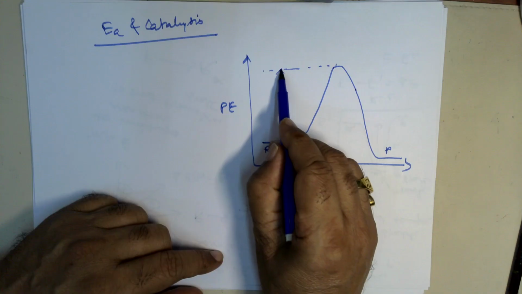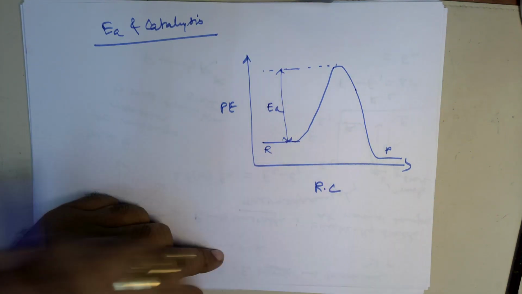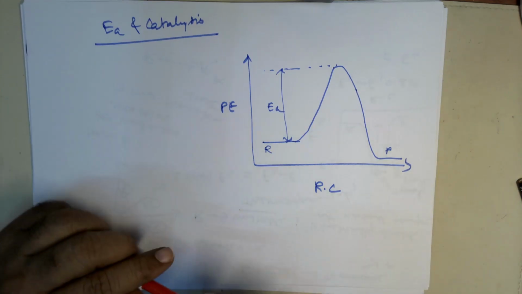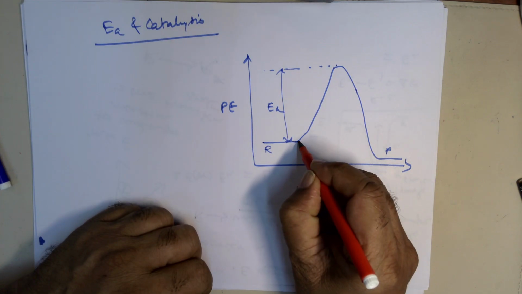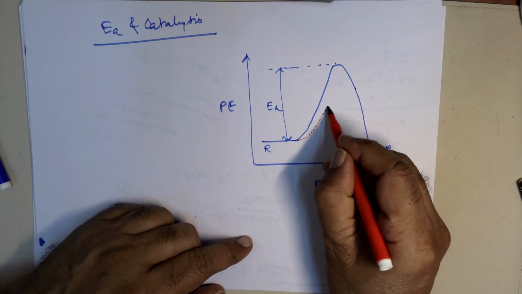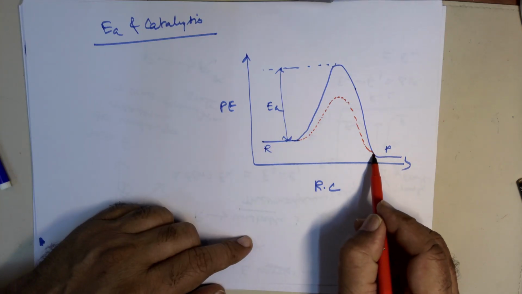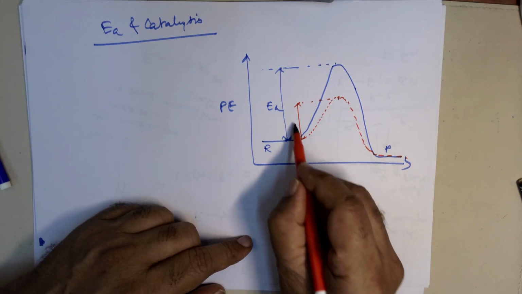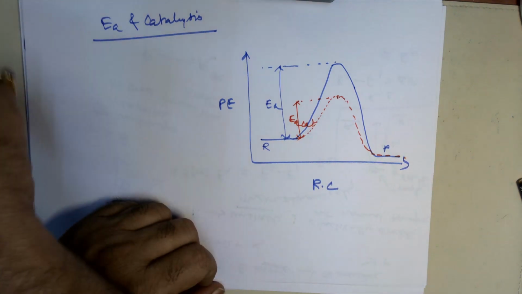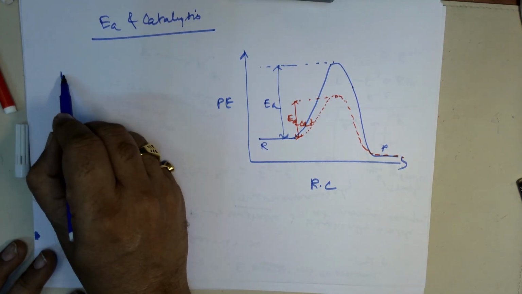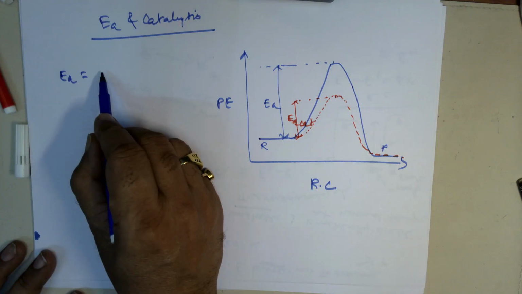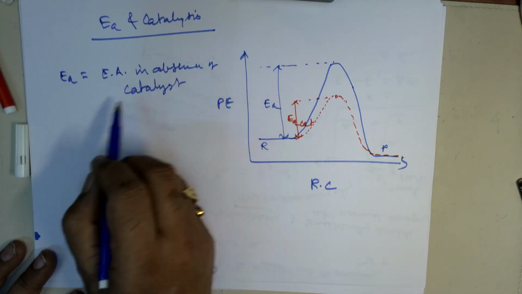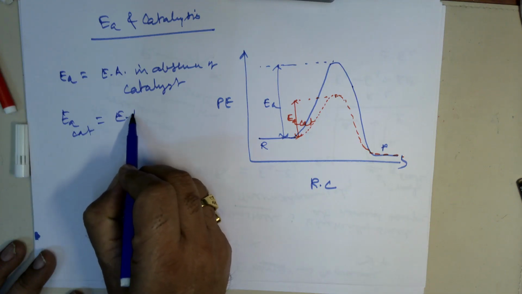This is the energy of activation, that is the wave height, in absence of catalyst. Now, you are introducing some catalyst. What happens by introducing the catalyst is the energy has come down like this, so that they can effectively react. With the catalyst, you can put EA cat. So, what is activation energy? It is the activation energy in absence of catalyst, and the EA cat means activation energy reduced.